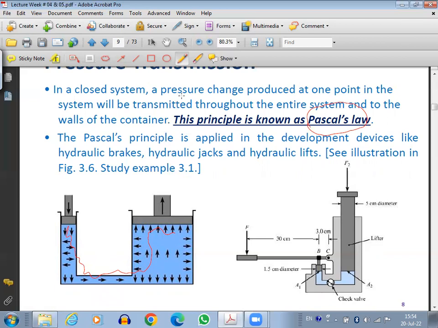So in a closed system, a pressure change produced at one point in a system will be transmitted throughout the entire system and to the walls of the container. This principle is known as Pascal's law. So this is a small definition which I want you to memorize. Okay.